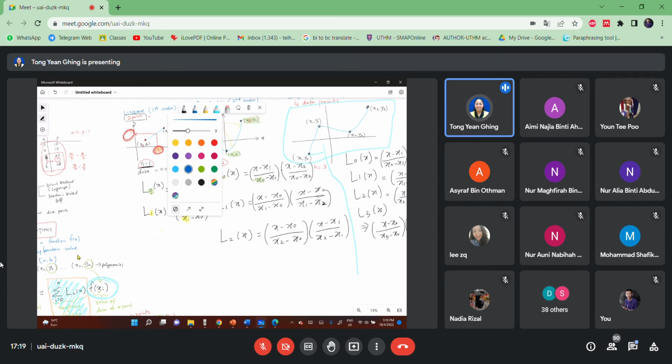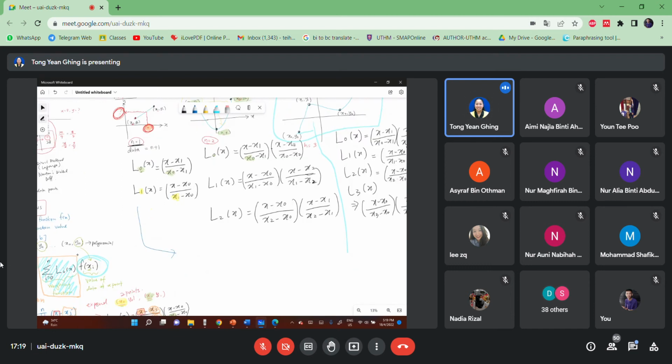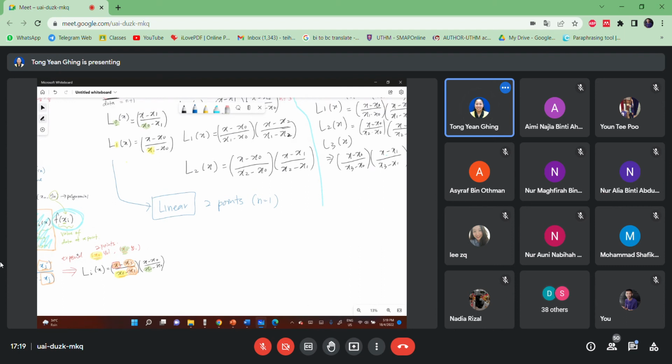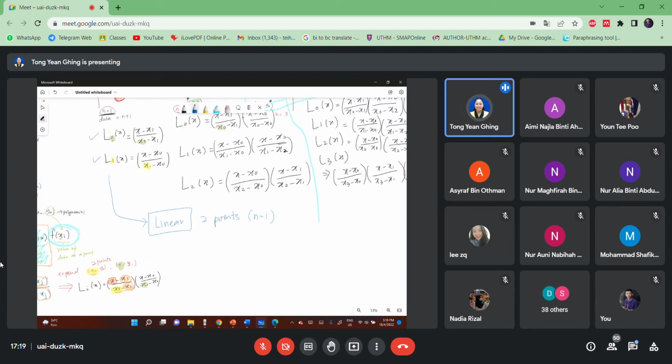Now, let's say this one, linear punya. Terlalu banyak lah ni. Linear, okay. So linear, just now we have 2 points, and then where n equals 1, okay. So tadi, just now we have this L0, L1. So f(x) ataupun polynomial P1(x), because n is 1.